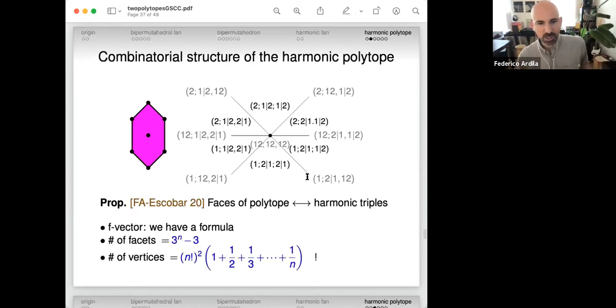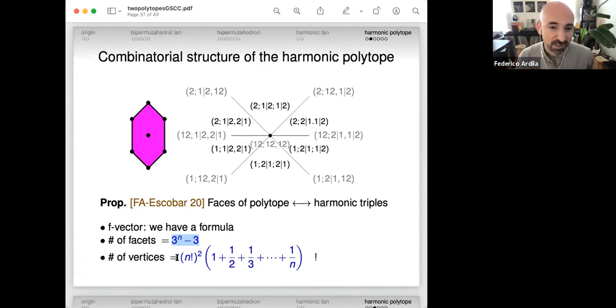Why am I calling it harmonic anything? It's because of this fact that was really surprising to us. The number of facets was 3 to the n minus 3, which is the same as before. That was not surprising. But when we counted the vertices, this is one of those moments where you feed it into the computer, you get a sequence of numbers, you put it on the online encyclopedia, and it doesn't find it.